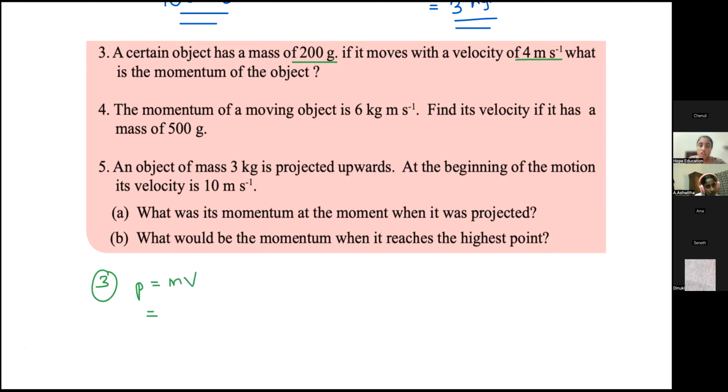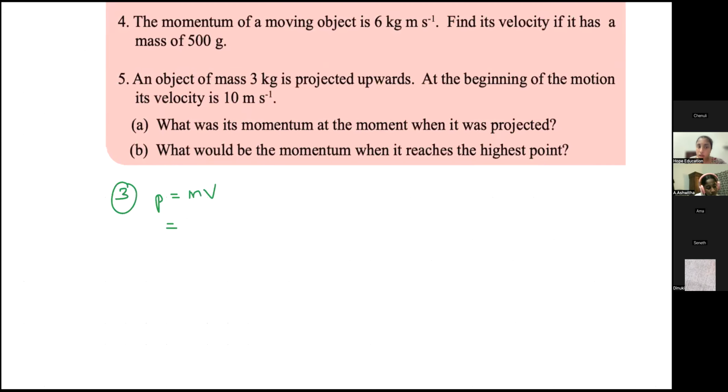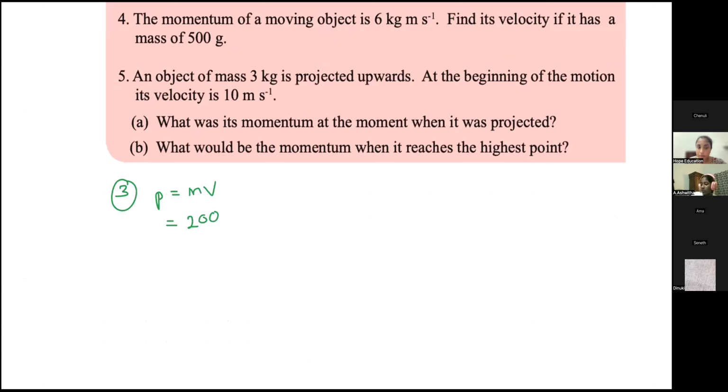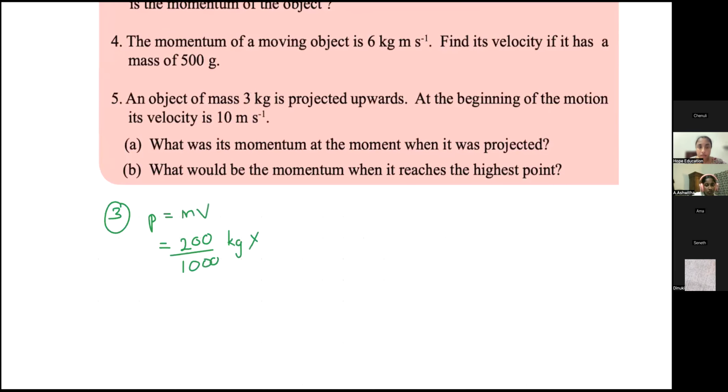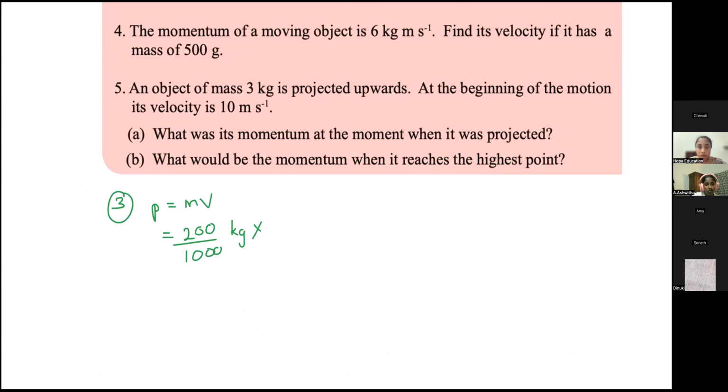Okay, we'll see. So mass is 200 grams. We know if it's grams, we have to convert it to kilograms. That means we have to divide by 1000, multiplied by velocity, which is 4 ms minus 1. So 0.2 kilograms multiplied by 4 ms minus 1 would be 0.8 kilogram ms minus 1. So 4 over 5 is also correct, but you can simplify it to 0.8.